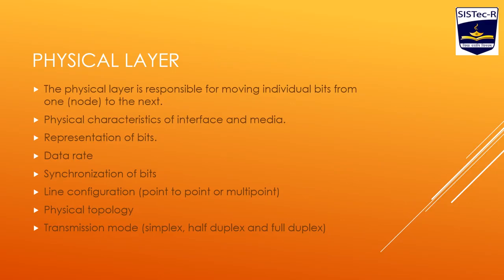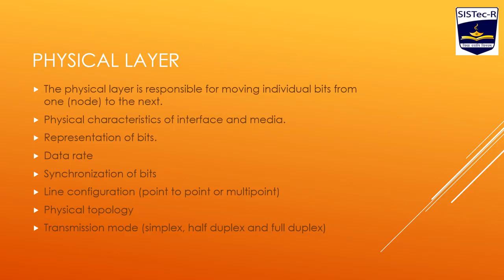And the last one is the transmission mode. Transmission mode means the physical layer also defines the direction of transmission. Transmission mode means the flow of data, the direction of the data flow. In simple terms, there are three types of transmission mode: simplex, half duplex, and full duplex.